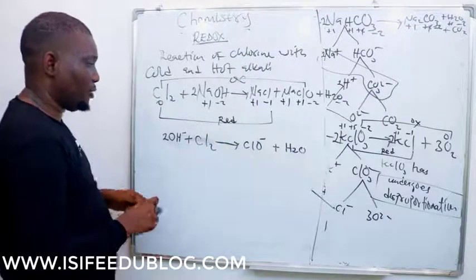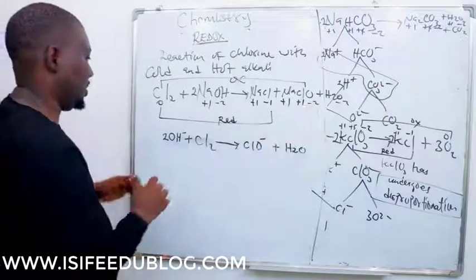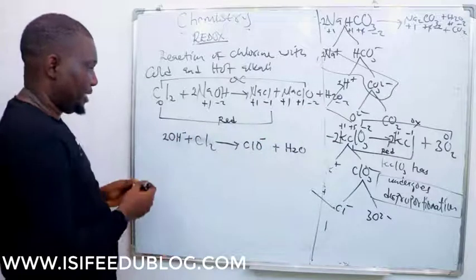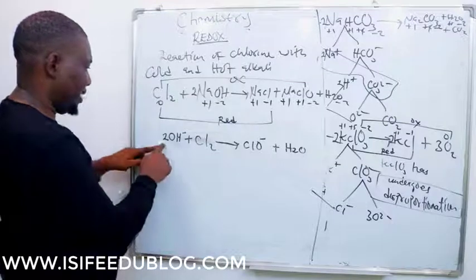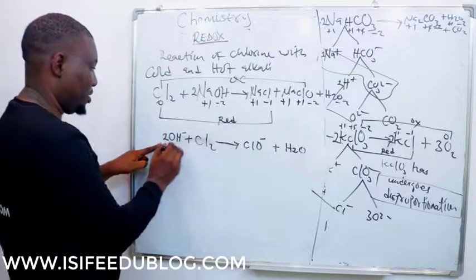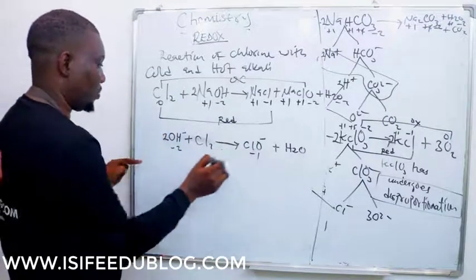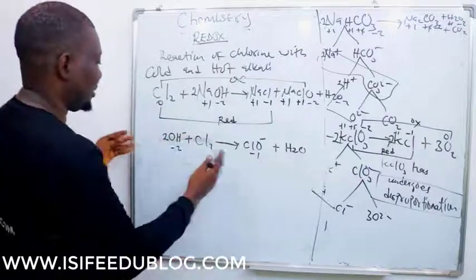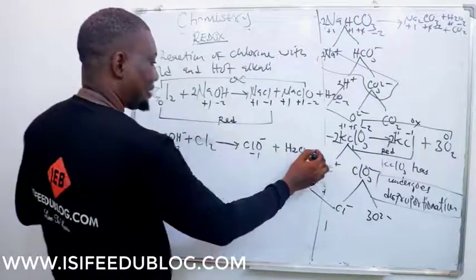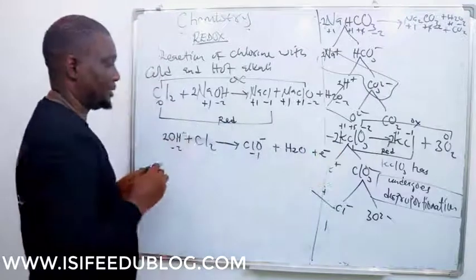Now I'll check the net charge on the reaction on both sides. The net charge here is -2, this is 0, and the total net charge is -1. So I need both sides to be balanced, -2 and -2. So here we will carry an extra electron to balance it.